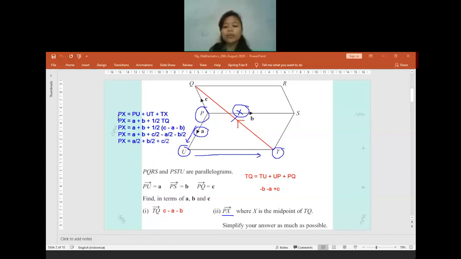Is there anyone who has any confusion so far? All of them have a half. I can take out a half outside. So I can write it as a half times A plus B plus C. You can pick either one, but usually the more simplified one is better, so take the last one, a half times A plus B plus C.